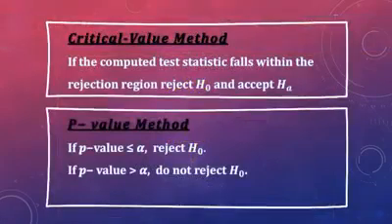We have two variations of method when it comes to hypothesis testing. One is the critical value method. If the computed test statistic falls within the rejection region, we're going to reject the null hypothesis and accept the alternative hypothesis. While in the p-value method, if the p-value is less than or equal to our level of significance, we're going to reject our null hypothesis. But if our p-value is greater than the level of significance, do not reject our null hypothesis.